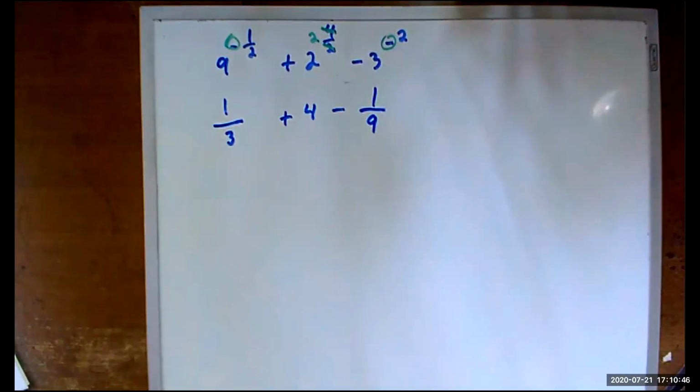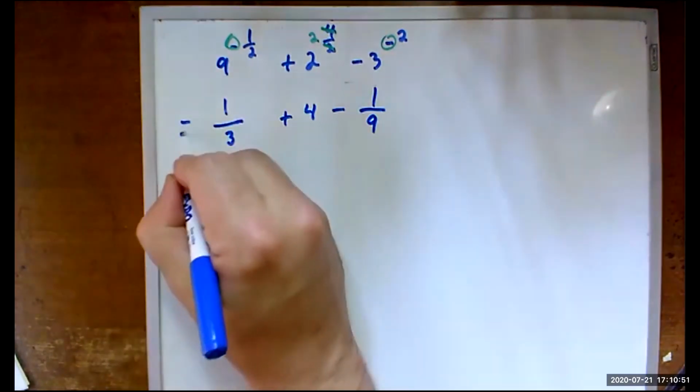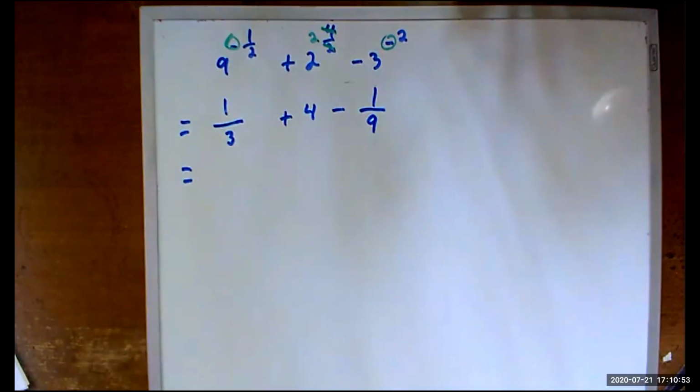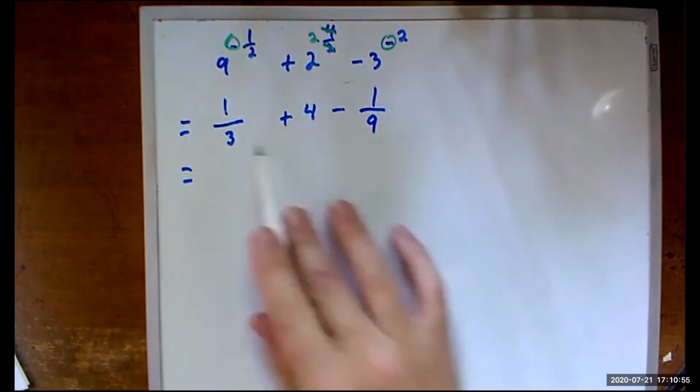And then again, we have this negative part that we want to deal with. This tells us we're going to put it on the other side of the fraction, and then we're going to square it. So I end up with 1 over 9.